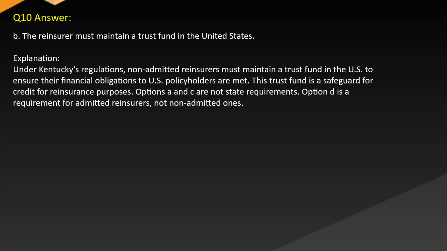Answer. B. The reinsurer must maintain a trust fund in the United States. Explanation. Under Kentucky's regulations, non-admitted reinsurers must maintain a trust fund in the U.S. to ensure their financial obligations to U.S. policyholders are met. This trust fund is a safeguard for credit for reinsurance purposes. Options A and C are not state requirements. Option D is a requirement for admitted reinsurers, not non-admitted ones.